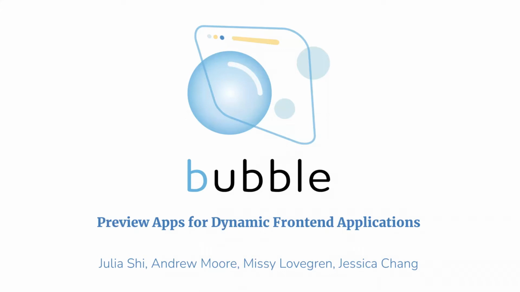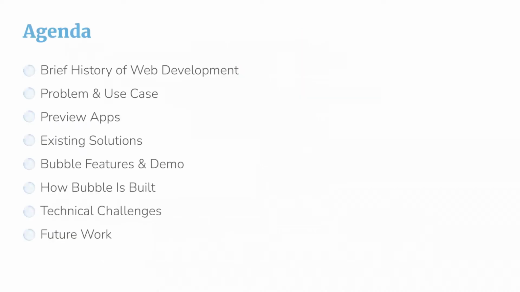My name is Jessica and I'm here with my colleagues Julia, Andrew, and Missy, and today we'll be presenting Bubble. Bubble is an automated open source solution for deploying dynamic front-end preview apps. We're going to start with a brief overview of the history of web development to provide some context around the type of apps Bubble supports.